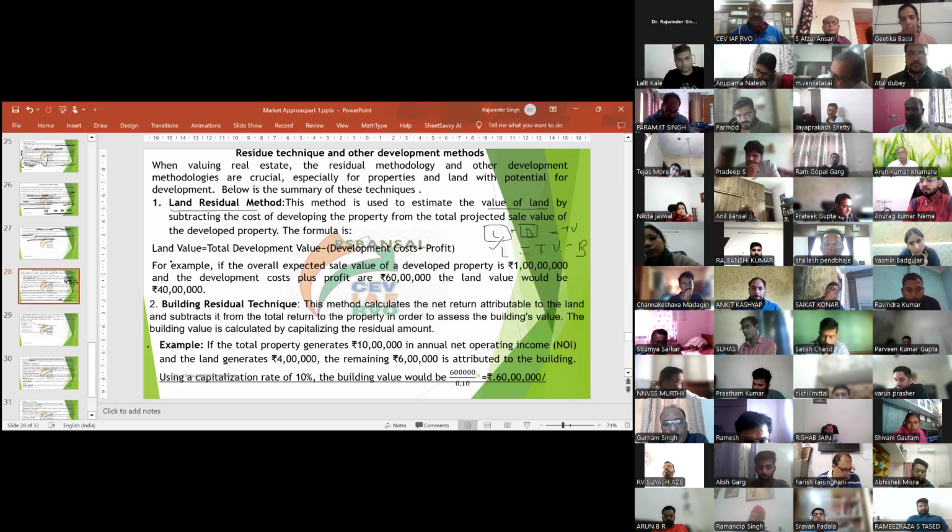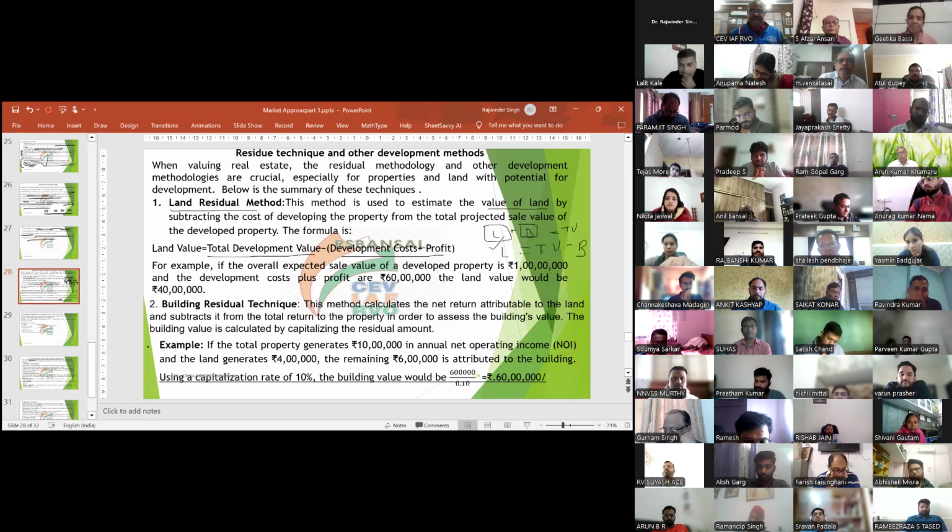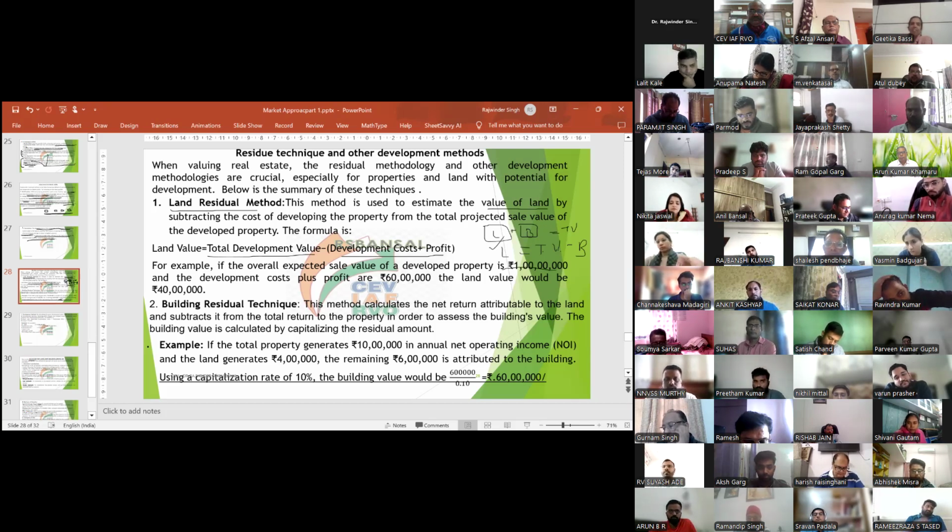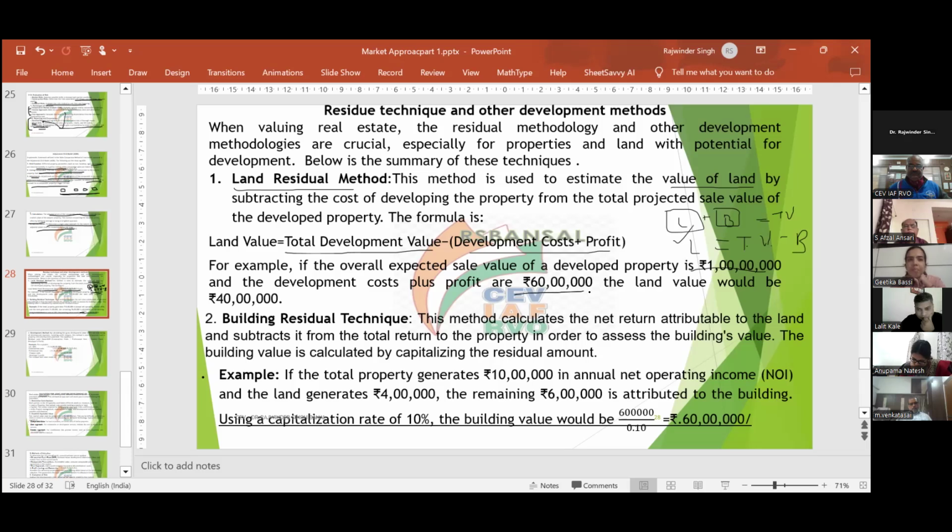So see here, land value is equal to total development value minus development cost plus profit. For example, if the overall sale value of the property which you find in that area was say 1 crore and the development cost plus profit was 60 lakh, it means the value of the land will be 40 lakh. Similarly, if you have to find the value of the building, it will be equal to total value minus land value. This is the building residual technique.